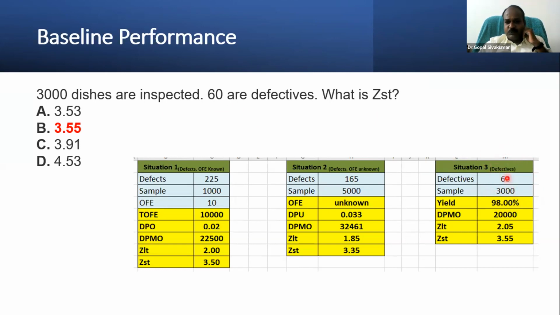You just have to give these two values and Minitab will calculate it. What is the answer? 3.55. Clear, everyone?